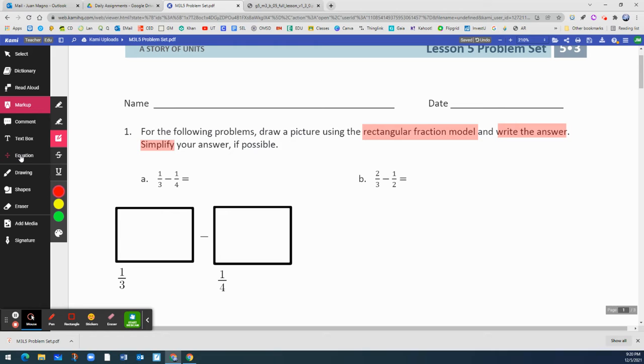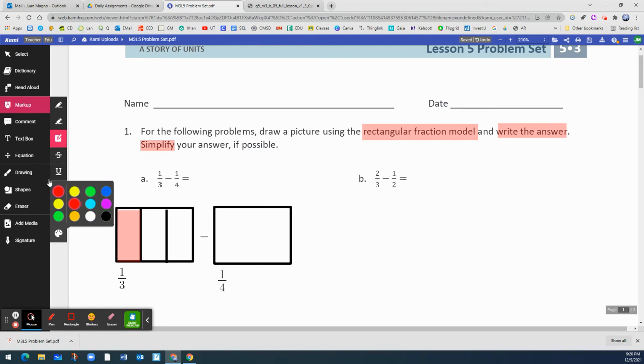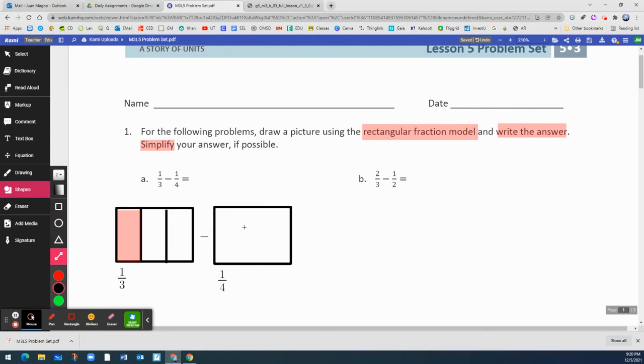Let's get to it. As you can see, I already created the models, except that they're empty. So we're gonna show 1/3 on the first one. So 1/3 should be about 3 segments with 2 segmentations, and the numerator says that we need to color the 1 out of 3. And now the second one is 1/4.